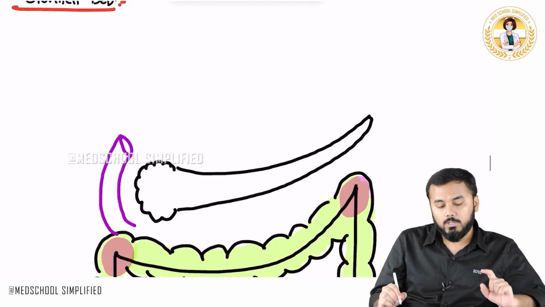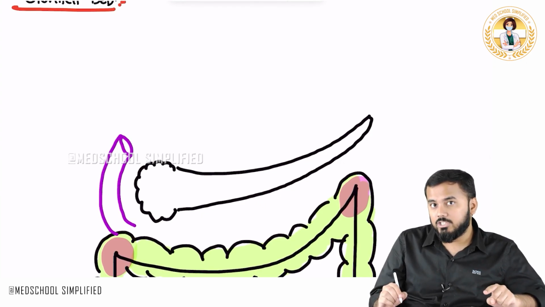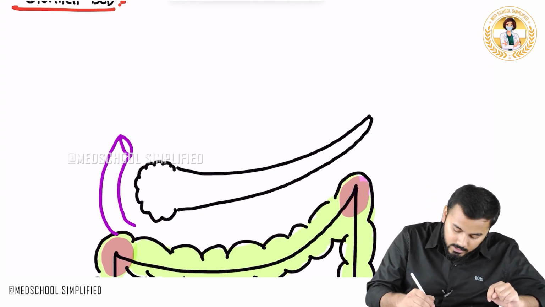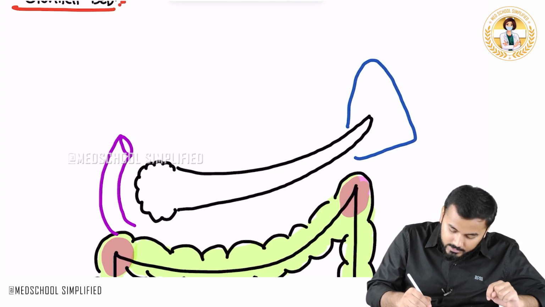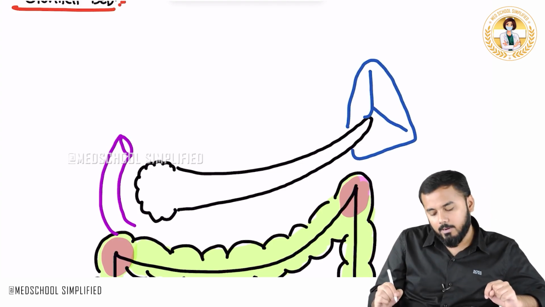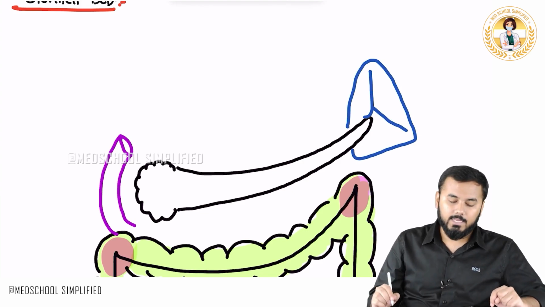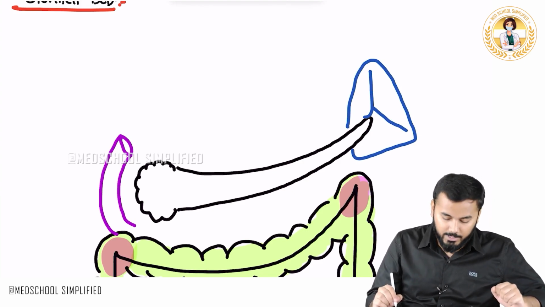All of you should know that the tail of the pancreas is touching the hilum of the spleen, which means, let us say this is a spleen. You see, this is the hilum of the spleen. The tail of the pancreas touches the hilum of your spleen.